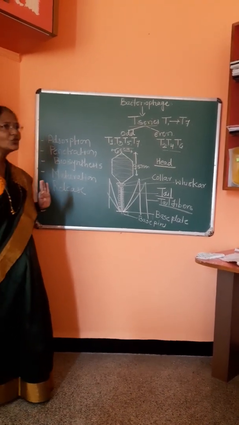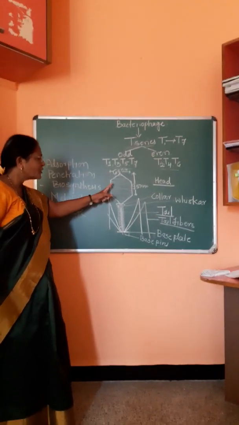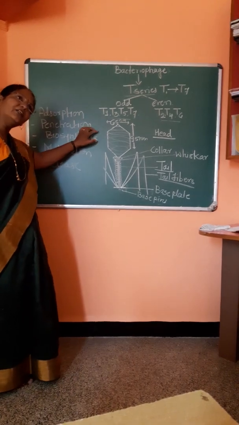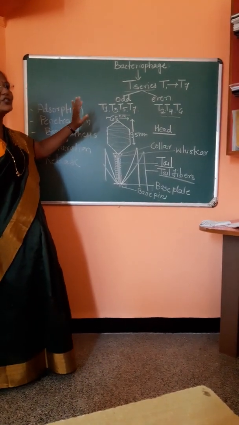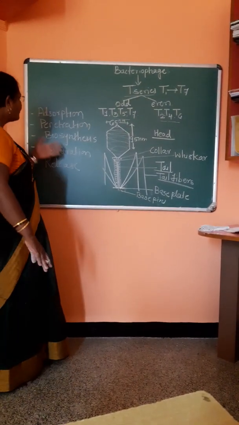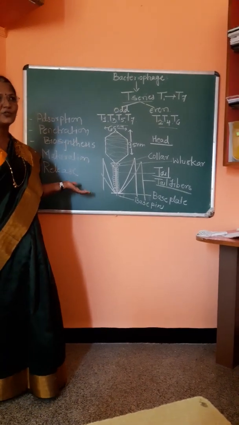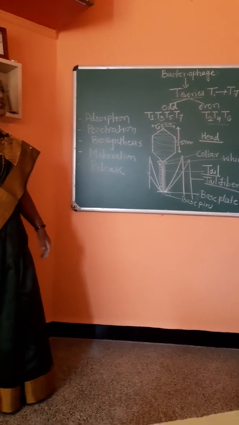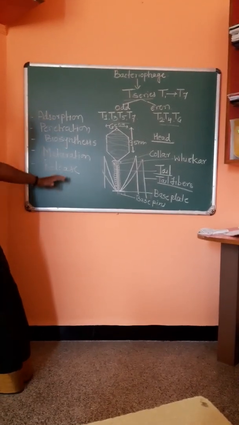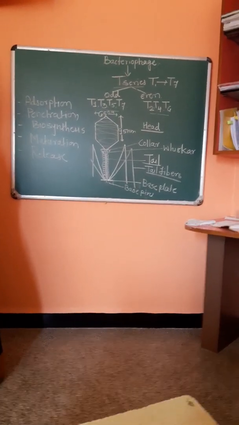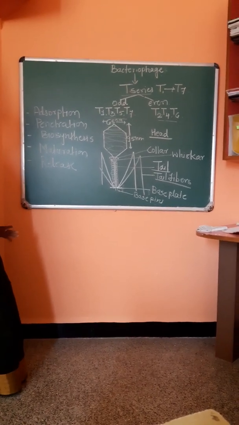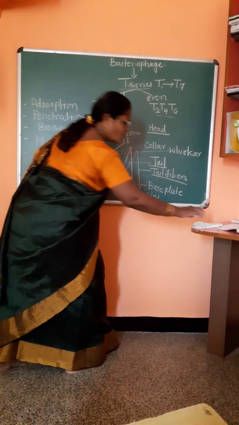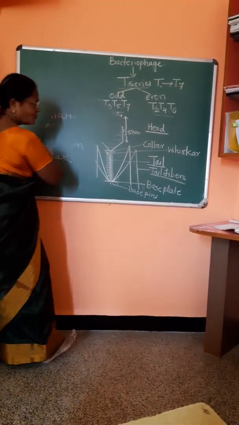In the next lecture, we will study the reproduction of T4 bacteriophage: how adsorption occurs, how penetration occurs, which parts are responsible for adsorption, how the biosynthetic phase occurs, and how the viruses mature and are released from the host cell. We have to study all these phases under the reproduction of T4 bacteriophage. Today we have studied only the structure of T4 bacteriophage. In the next lecture we will study its reproduction. So we will stop here.